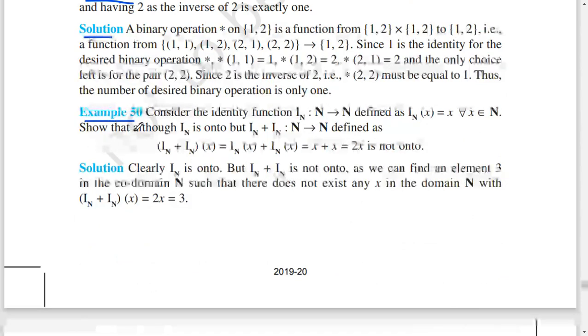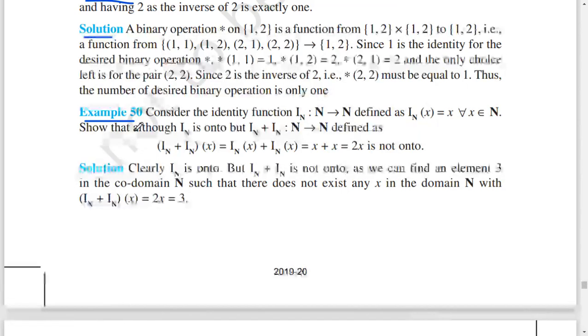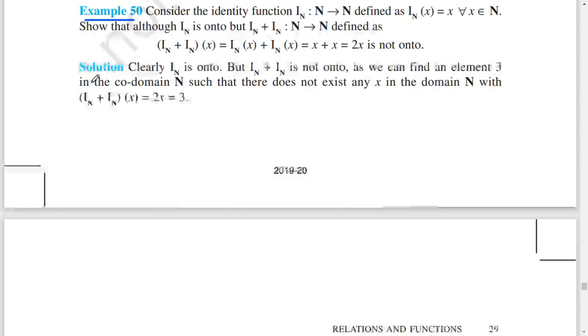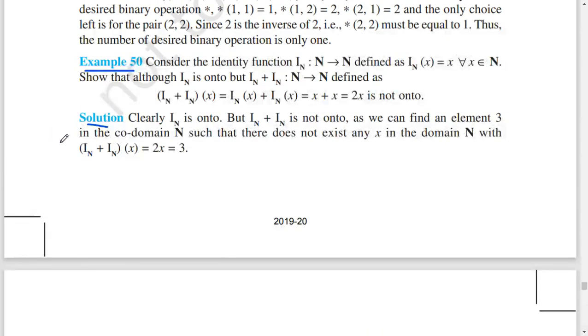Example 50. Consider the identity function I_N: N → N defined as I_N(x) = x for all x belongs to N. Show that although I_N is onto, I_N + I_N, that is N → N defined as (I_N + I_N)(x) = I_N(x) + I_N(x) = x + x = 2x, is not onto. Solution. Clearly I_N is onto, but I_N + I_N is not onto, as we can find an element 3 in the codomain N such that there does not exist any x in the domain N with (I_N + I_N)(x) = 2x = 3.